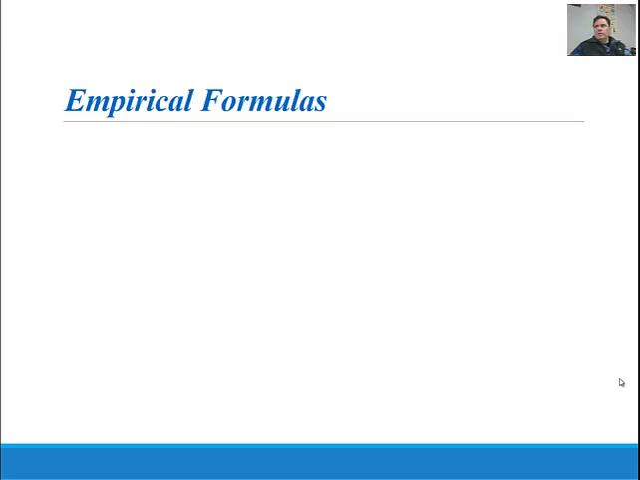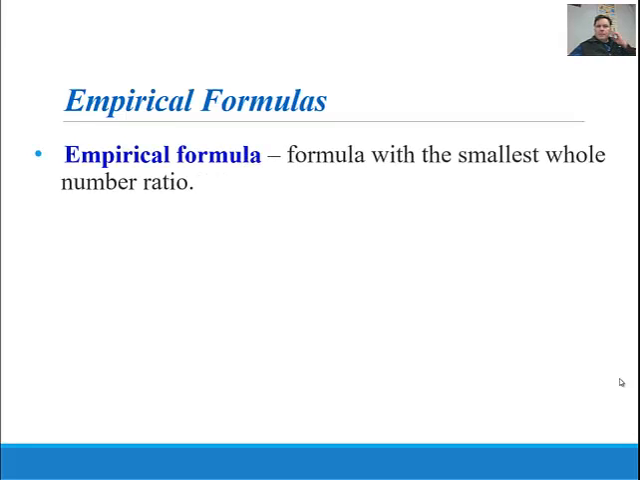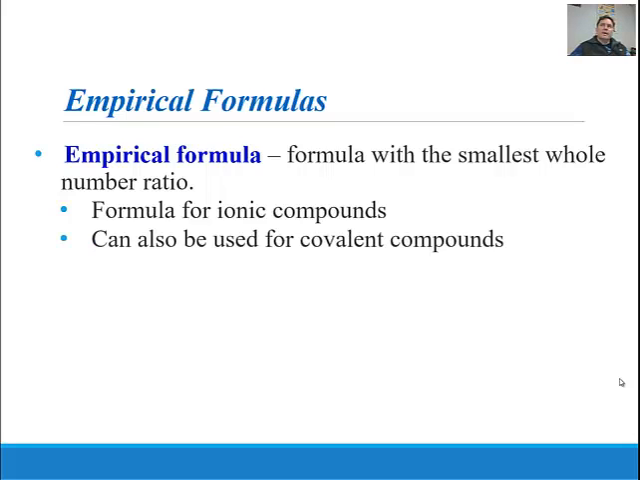If you remember from when we talked earlier about bonding, an empirical formula is just the formula written with the smallest whole number ratio. For example, if we had magnesium and oxygen combined, it would be Mg2O2, right? The 2's cancel out, okay? So we want the lowest ratio with empirical formulas. We always use it for ionic compounds. Occasionally we'll use it for covalent compounds as well, but it's definitely always used for ionic compounds.